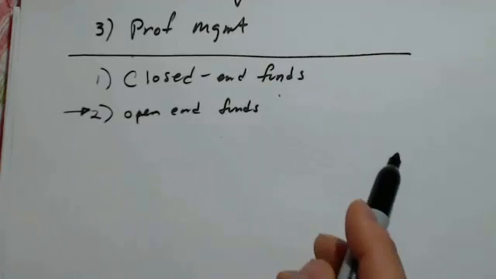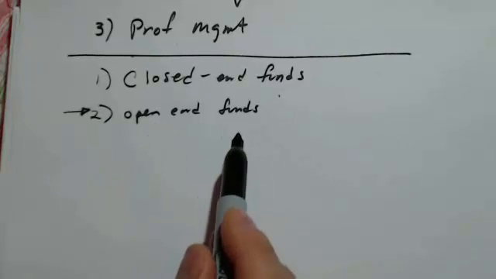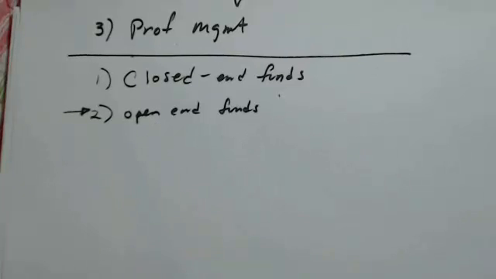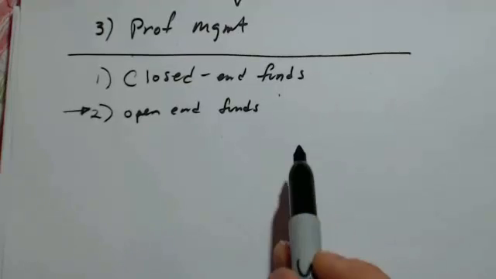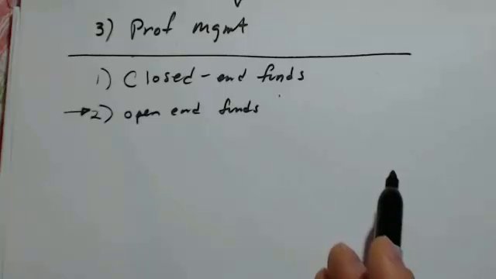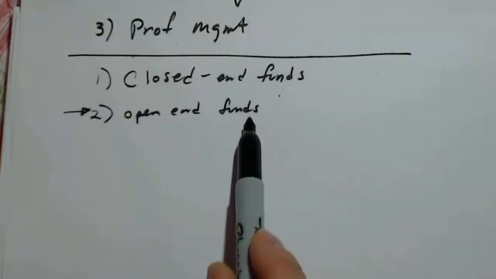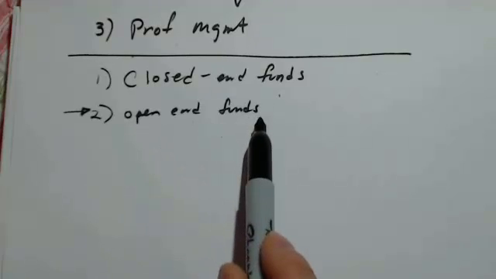Open-ended funds, they'll issue shares, and they'll keep issuing shares. And so that's why they're open. They don't do an IPO and there's not a fixed number of shares outstanding in the market. These guys issue shares directly to shareholders, and these shares are not traded on an exchange.